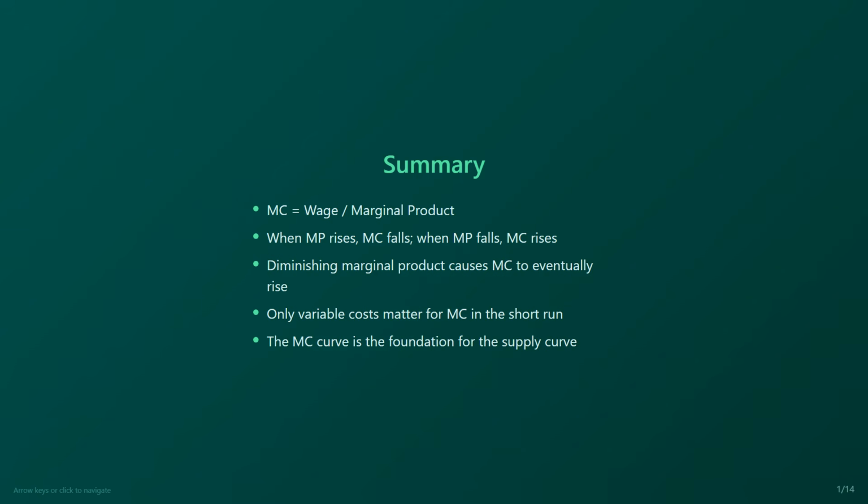And because of the law of diminishing marginal product, beyond a certain point, marginal cost will always increase. This relationship between diminishing marginal product and rising marginal cost is one of the most important principles in economics, and it will be the foundation for building the supply curve that we will study later.